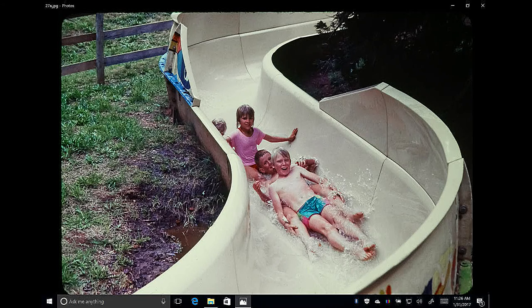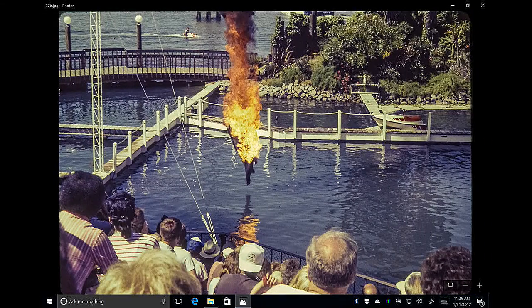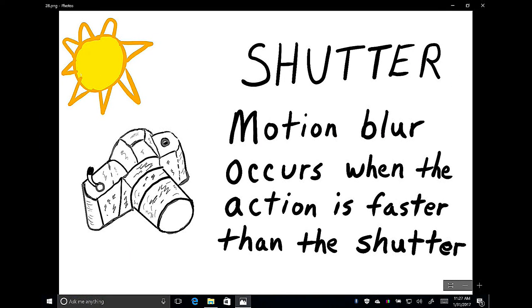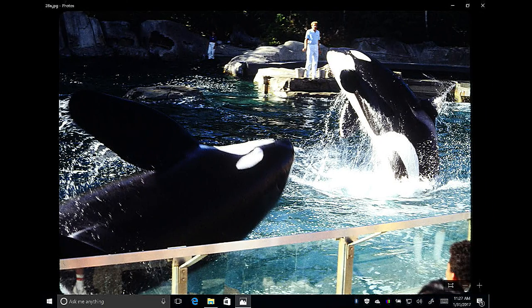Now, this is an example of a shutter speed of 1/500th or above. You're freezing the action on that water slide without motion blur. Now here's an example of a diver at the show in SeaWorld. He's on fire, but in this case, he's diving into the water and there's no motion blur. So motion blur occurs when the action is faster than the shutter can accommodate. And here we're seeing a whale in the whale show, and we see that there's a little bit of motion blur on the left side.